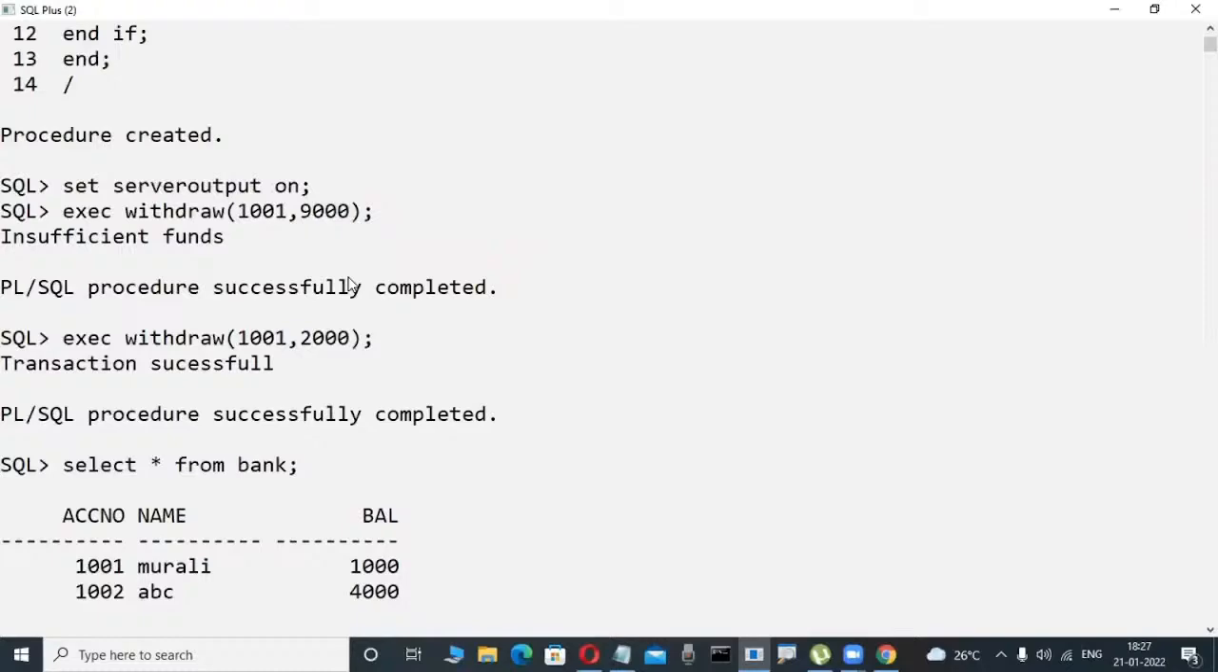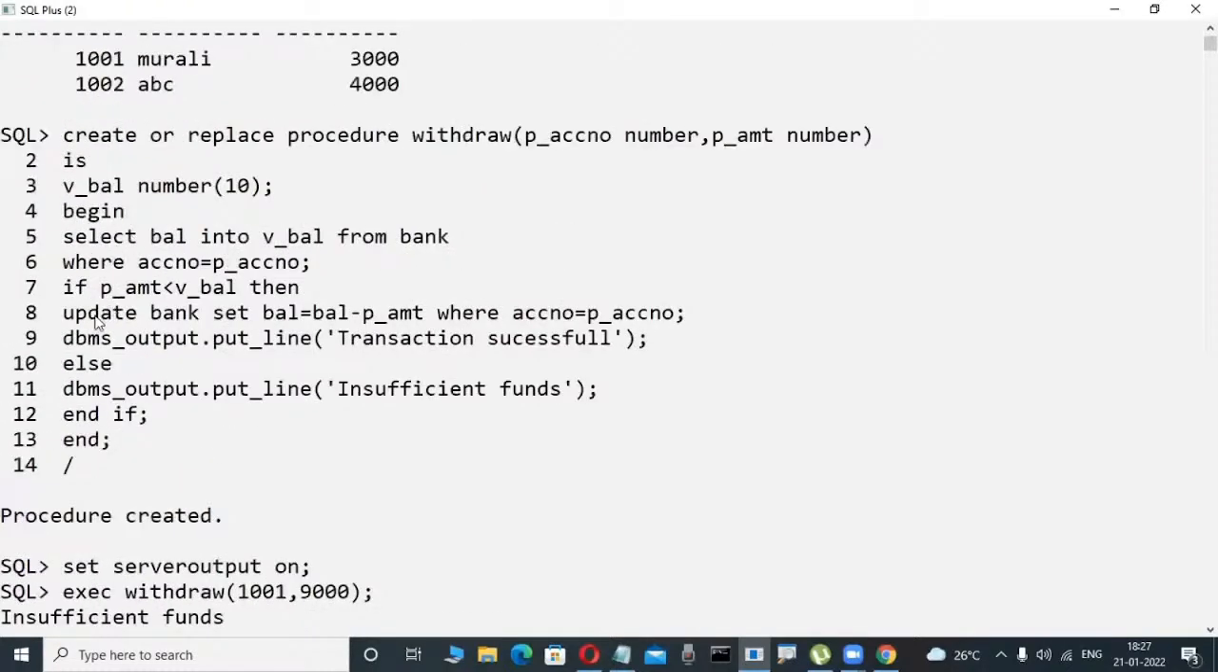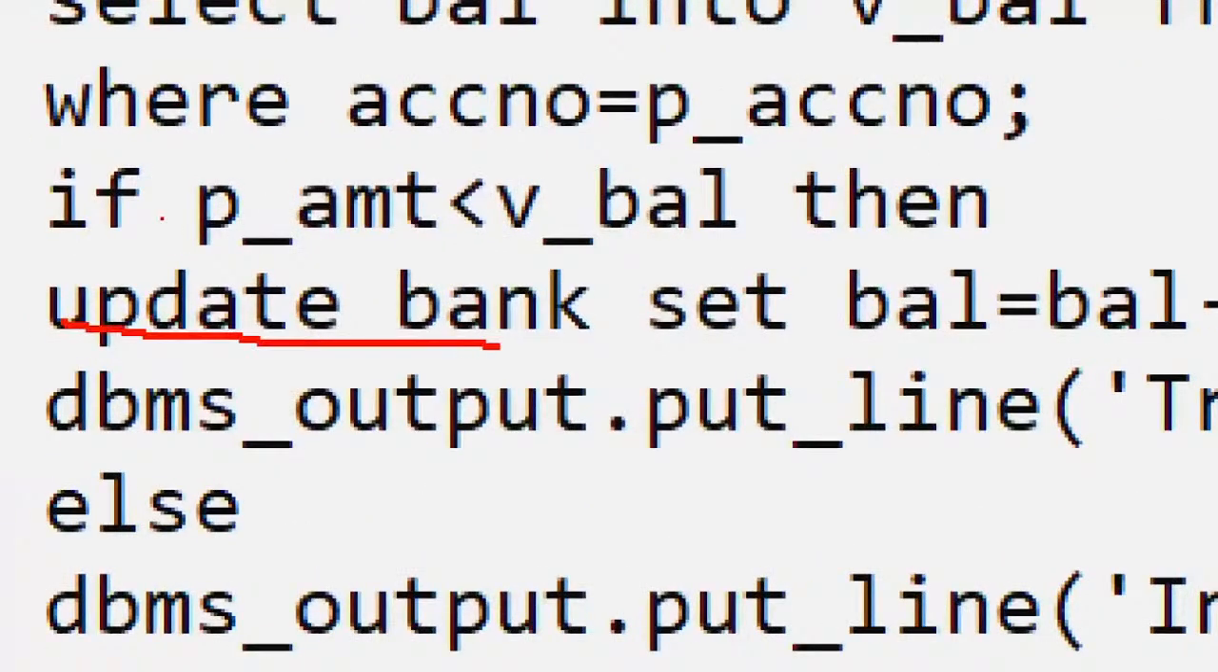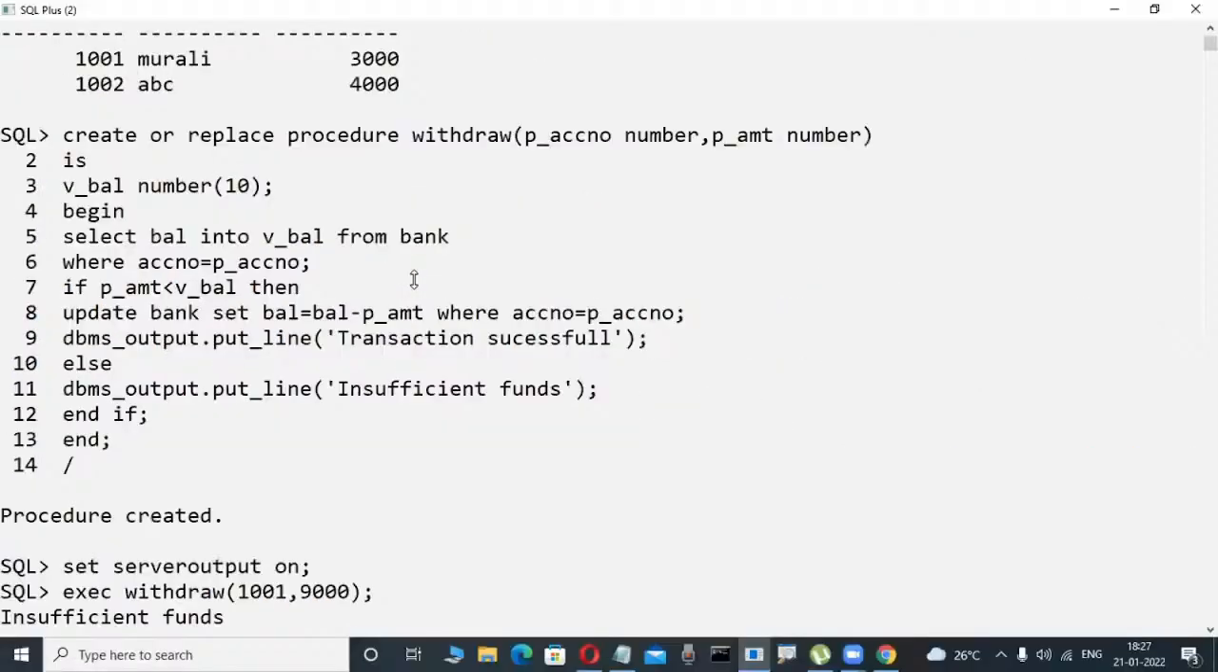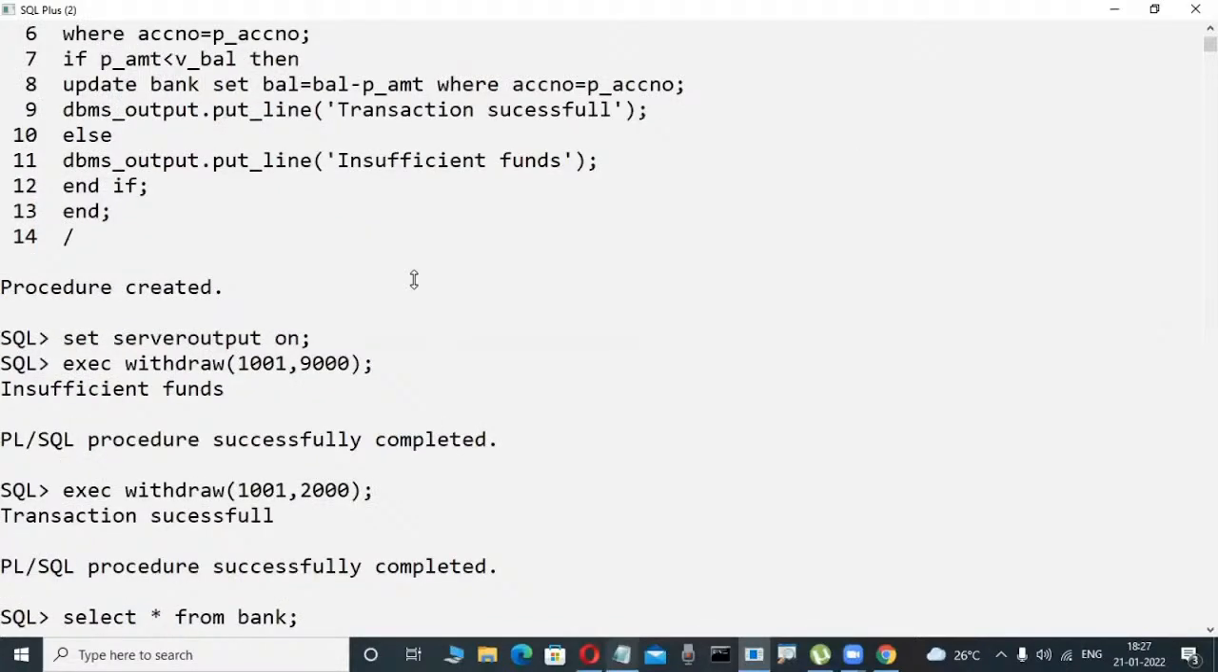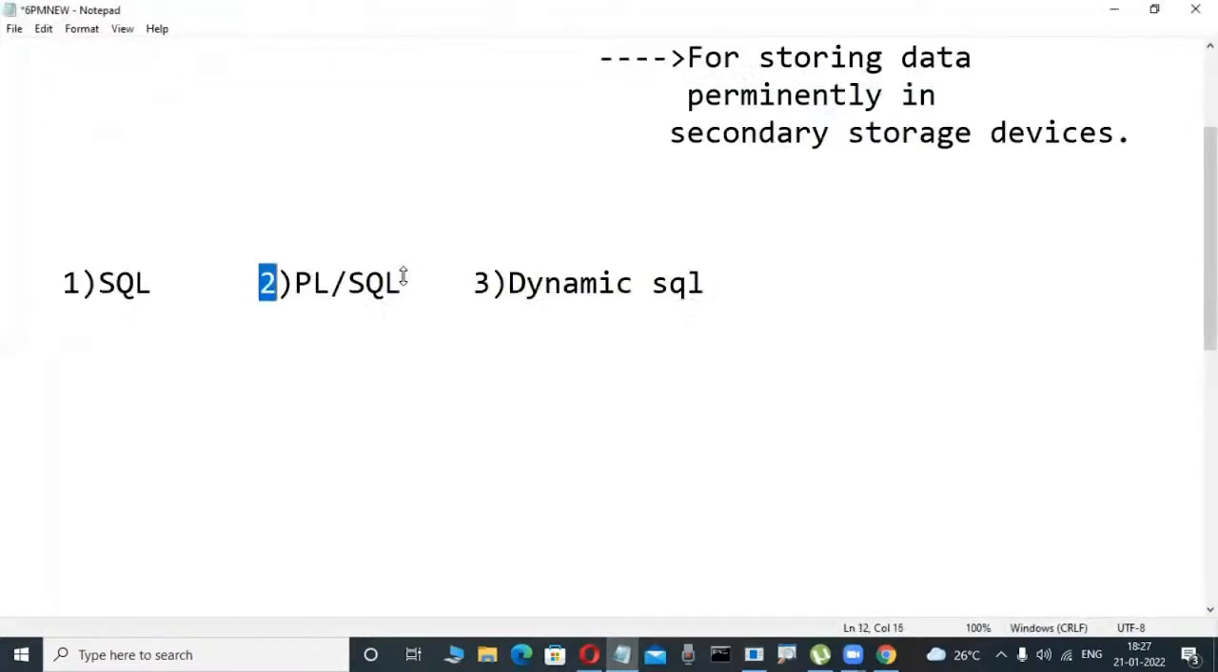You are a programmer, you are writing coding in an update. Update is a SQL command only. If condition is a PLSQL command. That's why you need some language knowledge. With this type of PLSQL coding knowledge, then only you can write real-time applications, OTP validations, bus ticket reservation, anything. So many applications are there. But a little bit of knowledge is required. Okay, understood? Yes.